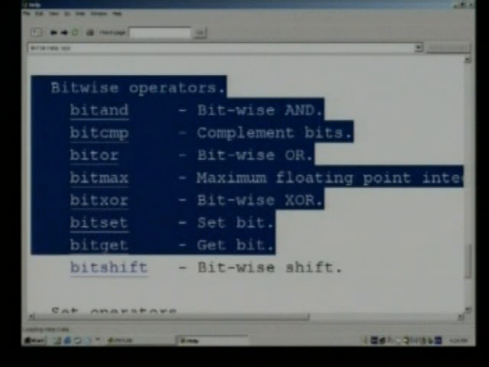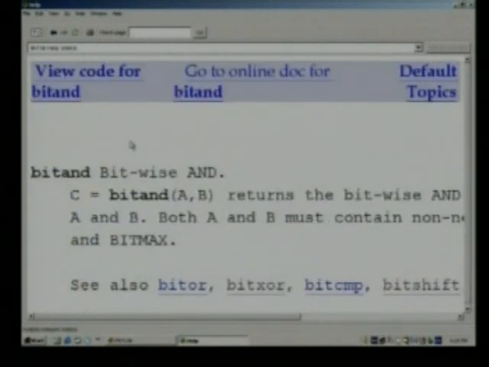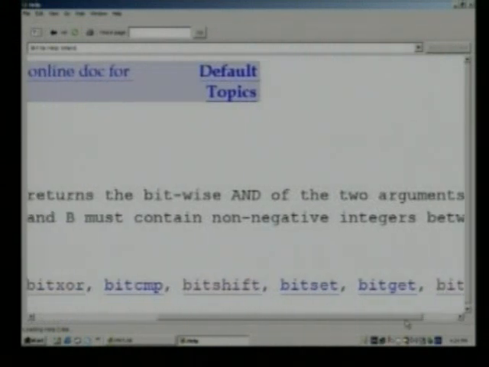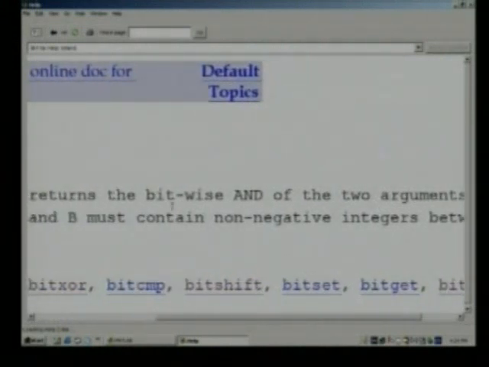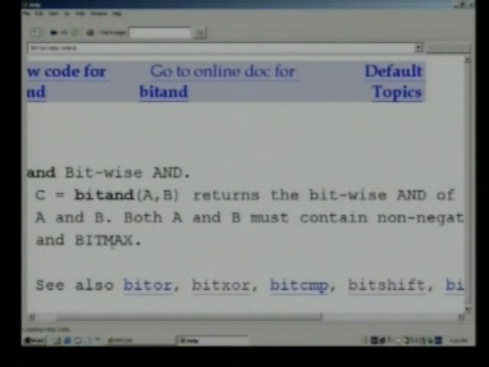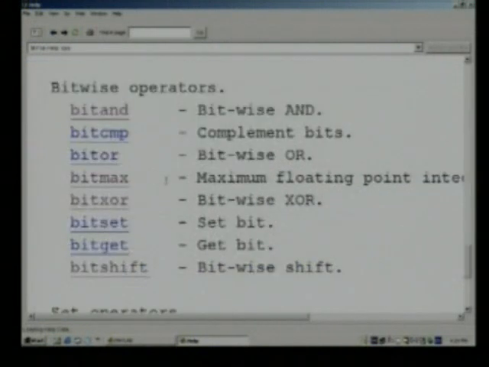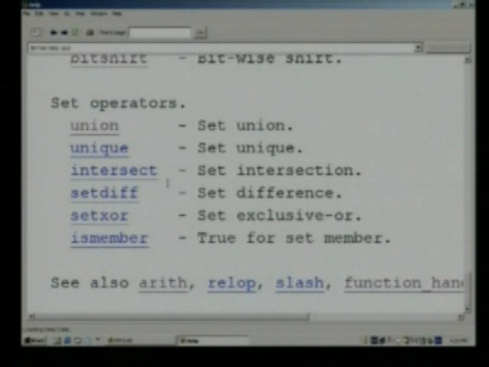They will be operating on binary numbers. For each of them, you cannot have negative integers. As you can see, these are all non-negative integers. It cannot be negative. The input argument to this and or etc. cannot be negative integers. So then we have got set operators: union, unique, intersection, difference, etc.